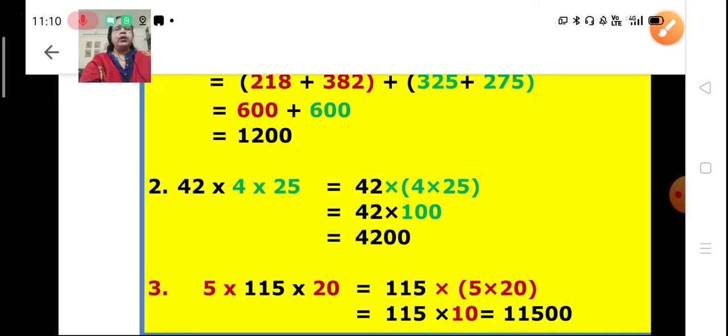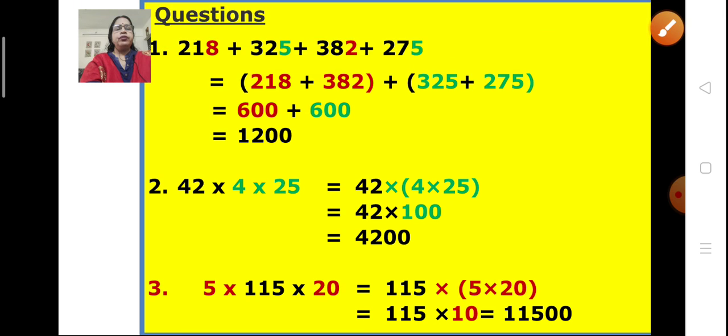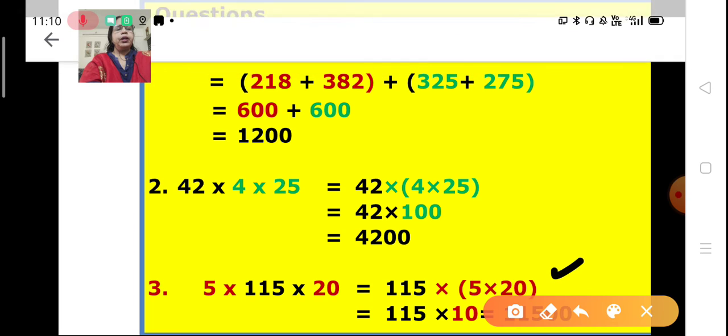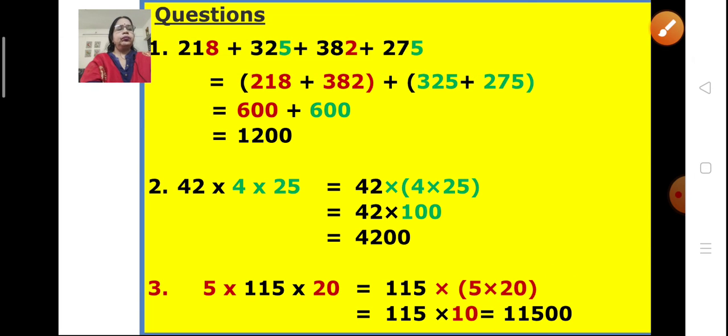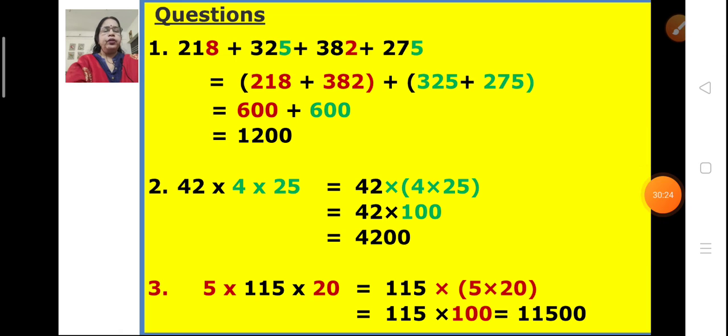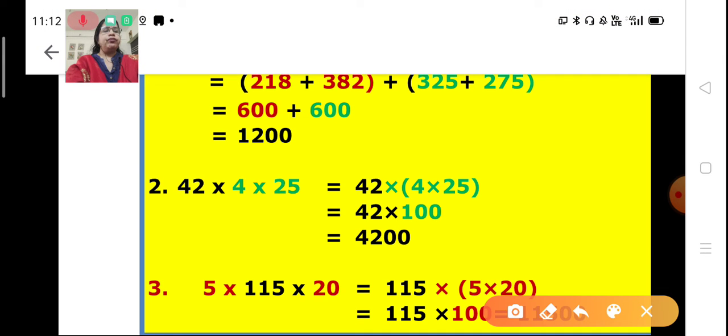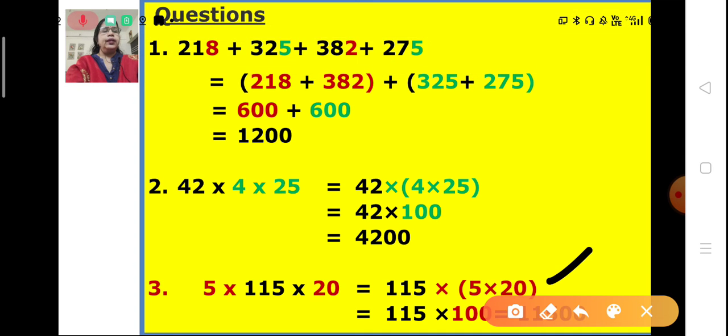Now the next one is 5 into 115 into 20. So 20 and 5 we can group together, and 20 into 5 becomes 100, and 115 multiplied by 100 becomes 11,500. So this way we can find the answer very quickly and easily.